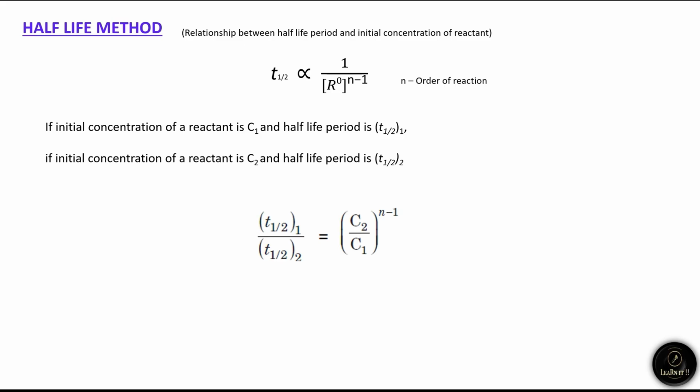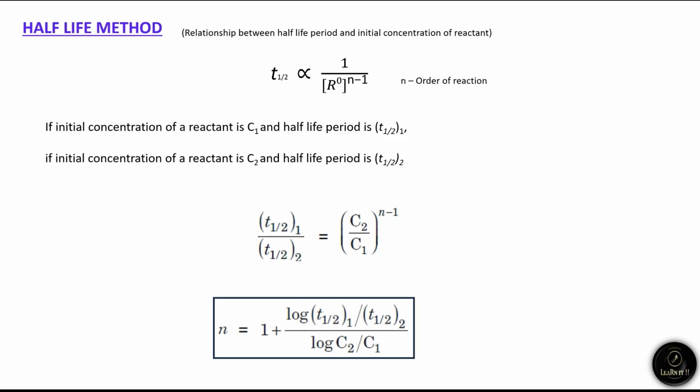So when we rearrange by taking the log on both sides, we get n is equal to 1 plus log of (t half of 1 divided by t half of 2) divided by log of (C2 divided by C1).